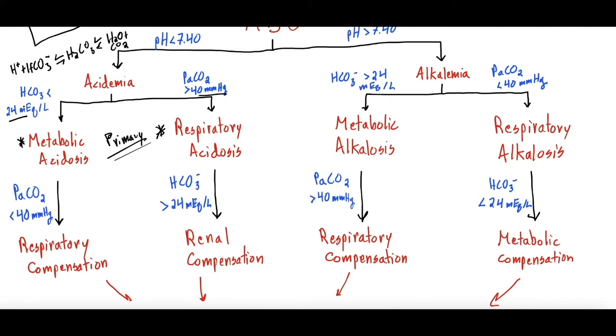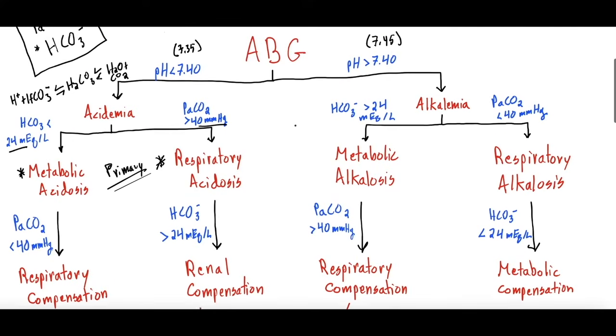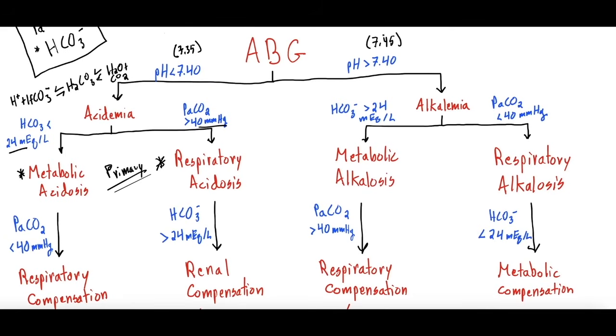It depends on the bicarbonate level and the CO2 level. Now, if you get your arterial blood gas and that pH is greater than 7.45, that's an alkalemia. This means that blood is too basic. And again, we'd go to our bicarbonate and our PaCO2 level.